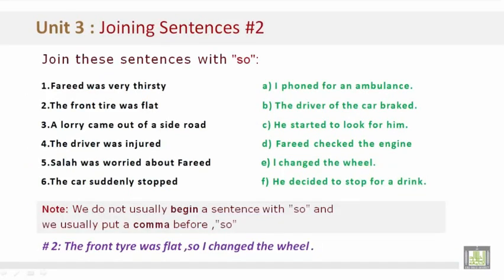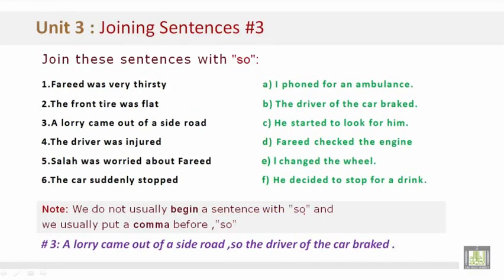Now, we're going to look at number 2. The front tire was flat, so I changed the wheel. Remember, always before so, we have a comma. Also, we do not usually begin a sentence with so. The front tire was flat, comma, so I changed the wheel.